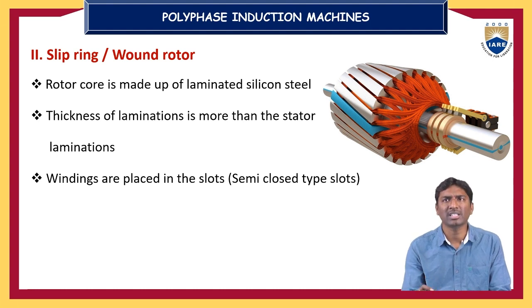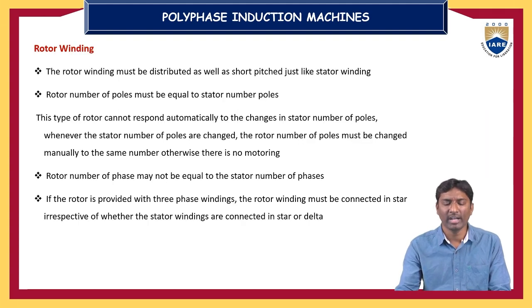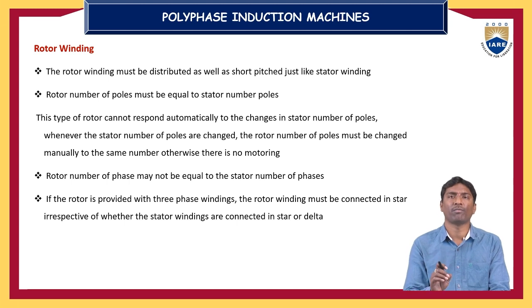So the thickness of these laminations is more than the stator laminations. The windings are placed in slots, and I am using semi-closed type slots. In the slip ring induction motor, the rotor winding must be distributed as well as short pitched, just like the stator winding, and the rotor number of poles must be equal to the stator number of poles, similar to the squirrel cage induction motor.